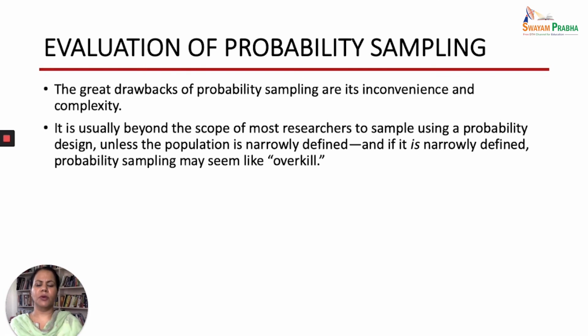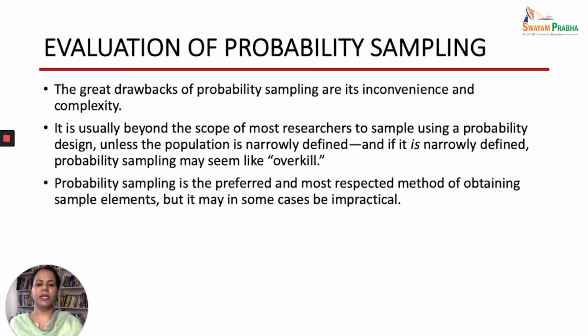Then it is usually beyond the scope of most researchers to sample using a probability design. Usually, if the population is very large, it is difficult for researchers to go for probability sampling, but if it is narrow, then usually they can go for probability sampling. Probability sampling is the preferred and most respected method of obtaining sample elements, but it may in some cases be impractical. Sometimes it is not practically possible to use probability sampling for a research study.